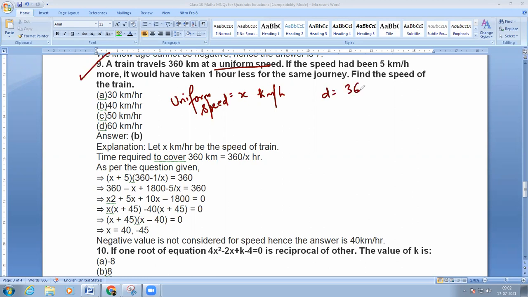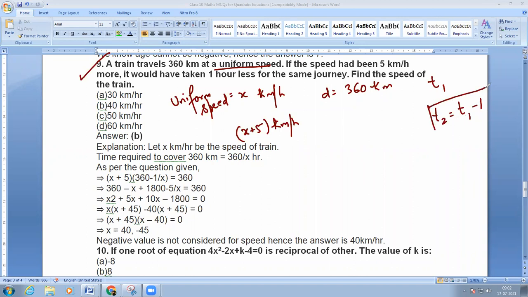of 360 kilometers. If the speed had been 5 kilometers per hour more, now the speed is changed to x plus 5. The new speed is x plus 5 kilometers per hour. It would have taken 1 hour less. अगर speed बढ़ा दी तो time कम लिया. So let the previous time be t1, and the new time t2 is equal to t1 minus 1.